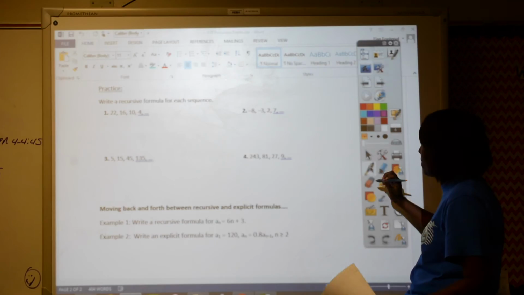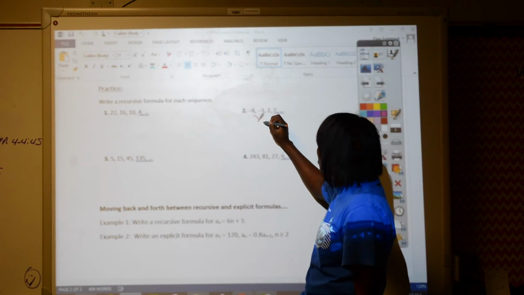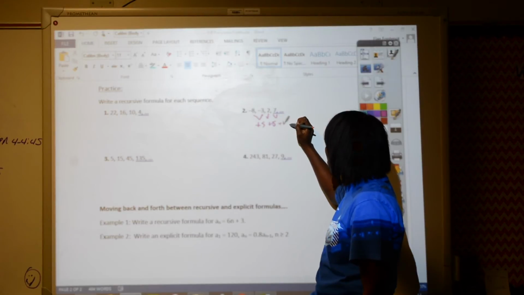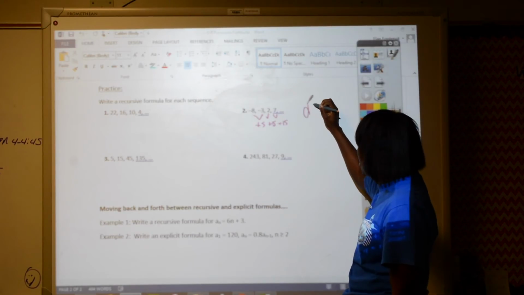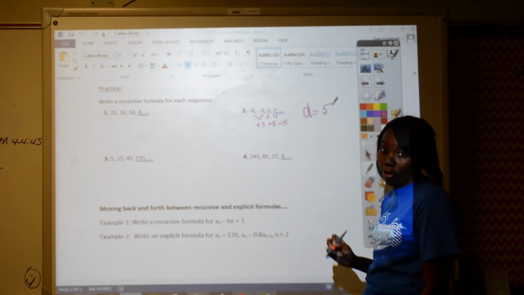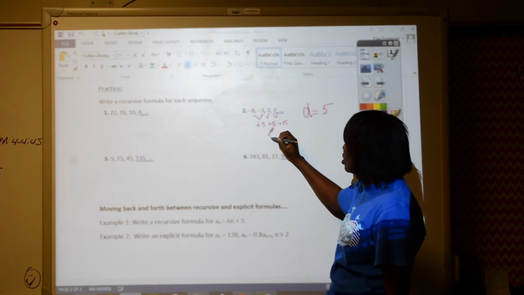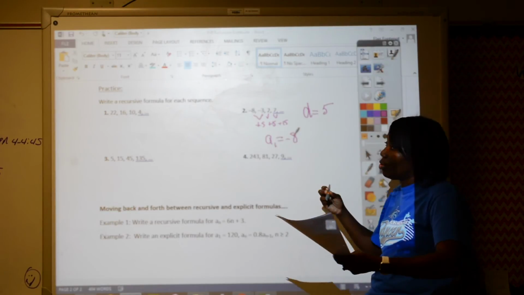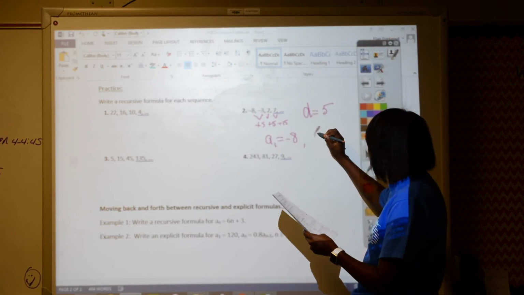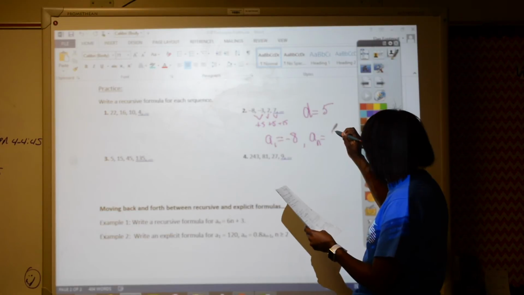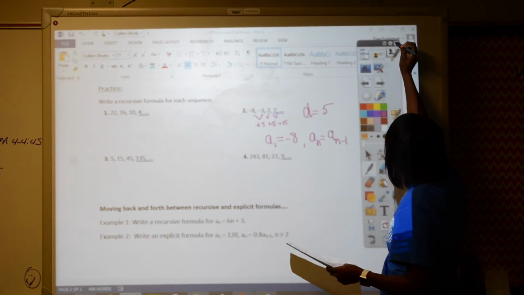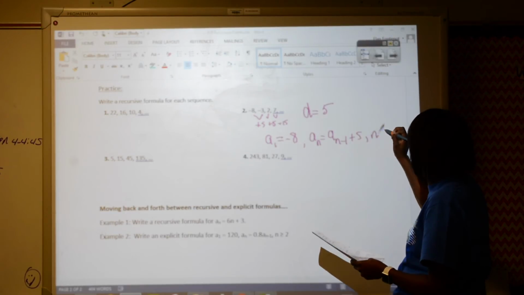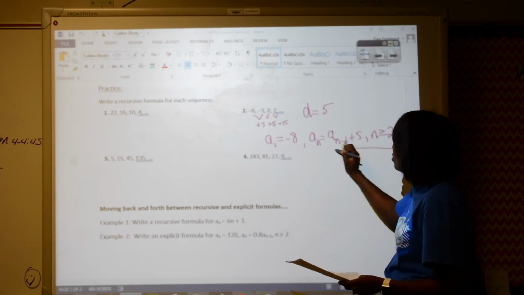Number 2. From here it's plus 5, plus 5, plus 5, so we have a common difference of positive 5. When we write our equation, we start off with our a sub 1. We know that's negative 8, because you need to know a sub 1 in order to do the rest. And the rest of the equation is a sub n equals a sub n minus 1, and then what was our common difference? Plus 5. And n has to be greater than or equal to 2.